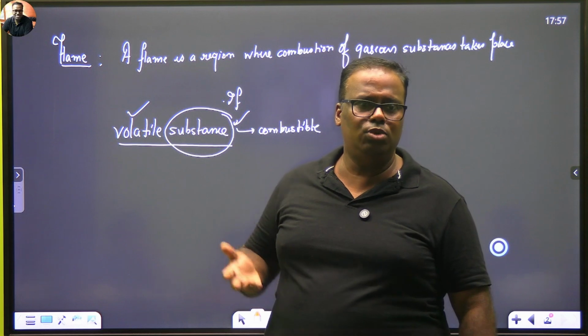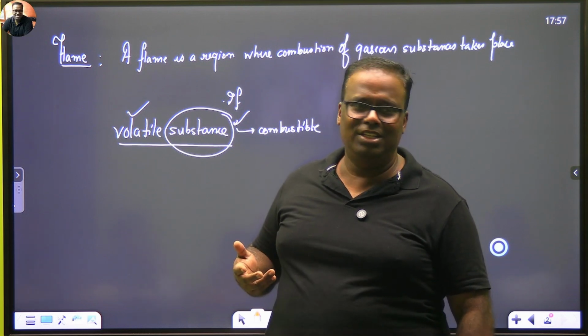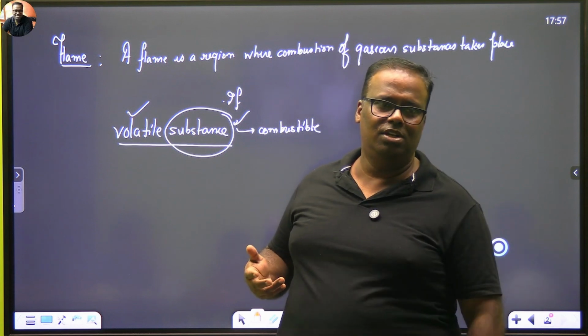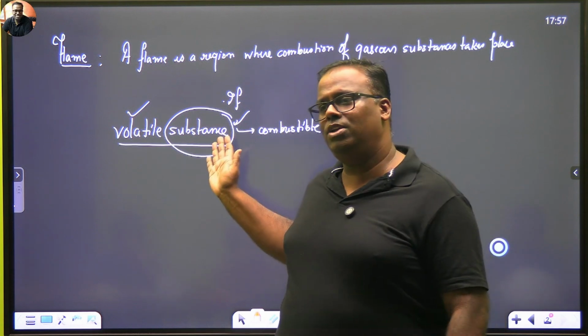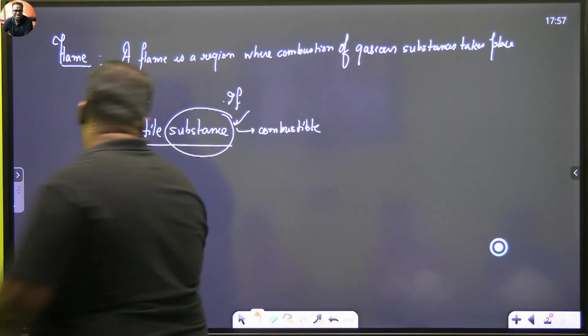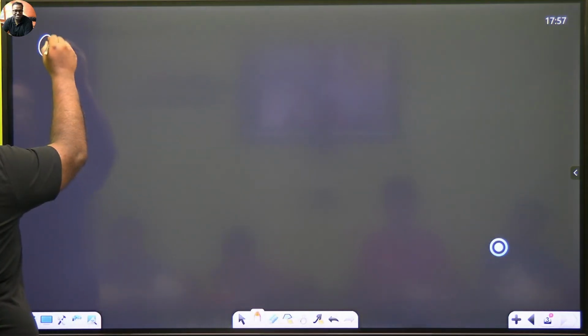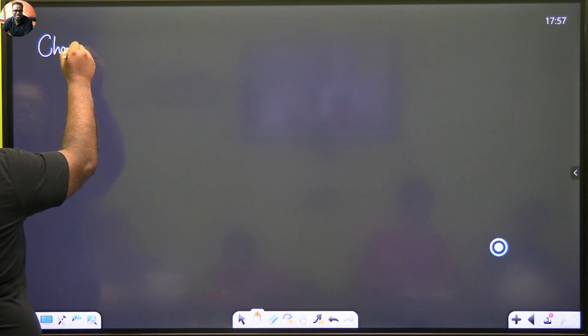What is coal gas? What did you do in the chapter of coal and petroleum? That coal gas has nothing to do here. Are we fine on this? So now our next job should be to understand the structure of flame and some characteristics of flame. Let's understand these.